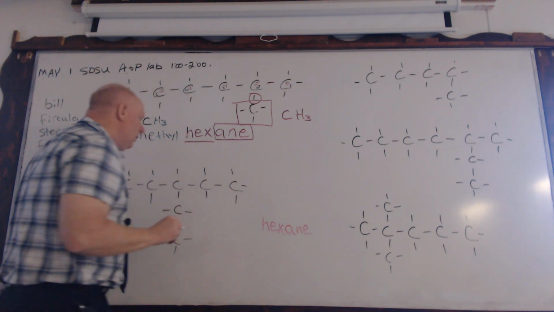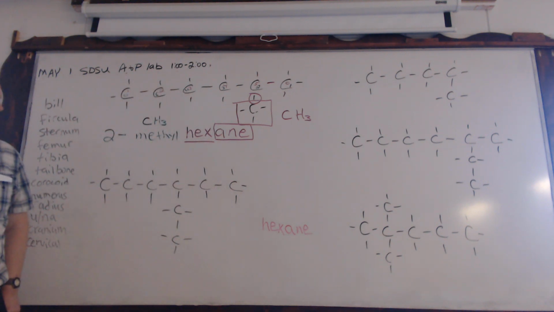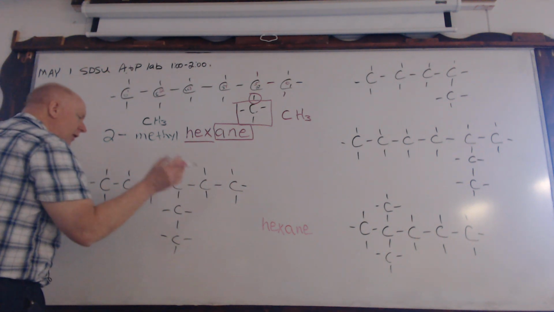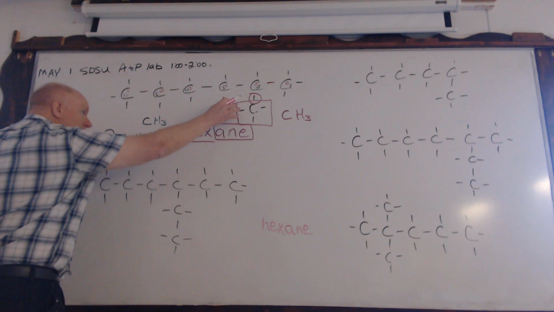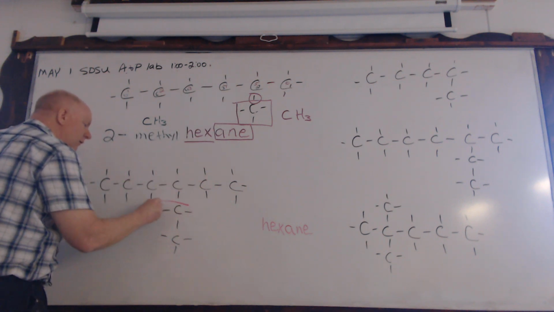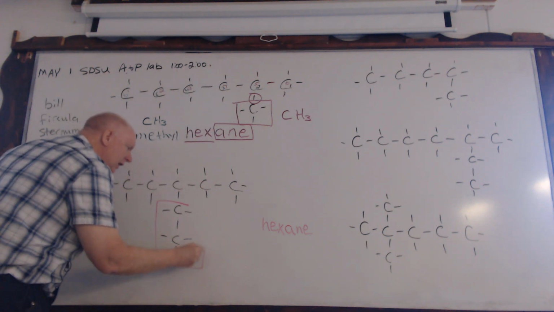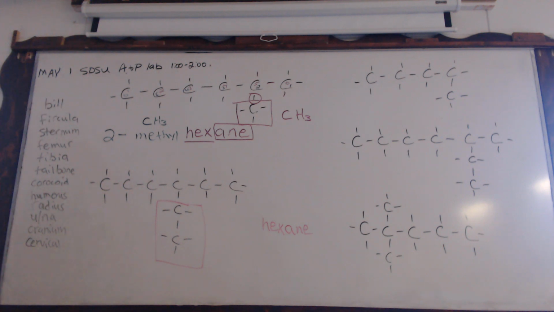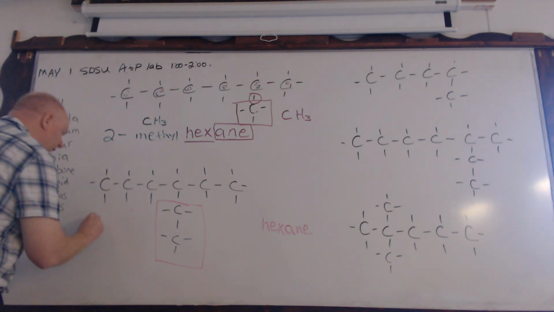Okay? Now, does anything branch off of that hexane? Yeah, 2 carbons. So 2 carbons, one way to look at that is the simplest way would be just like what we did up there. What is inside that box? What is the formula inside that box? C2H5.